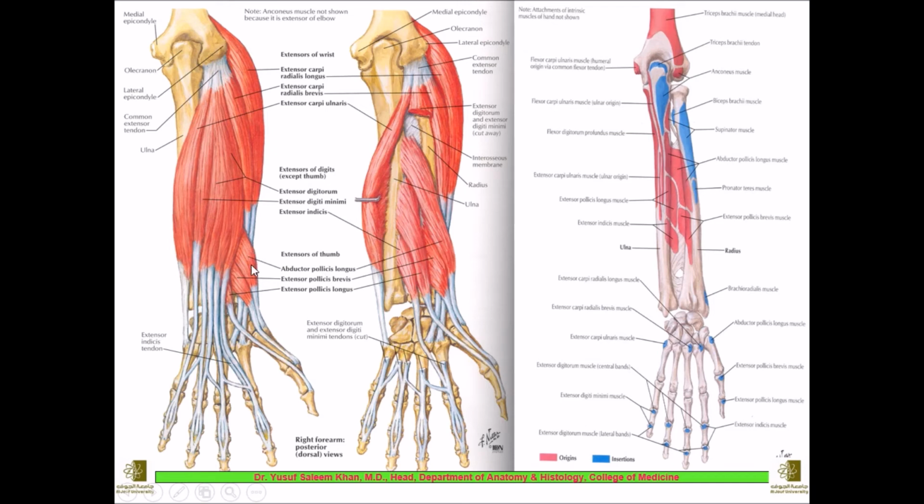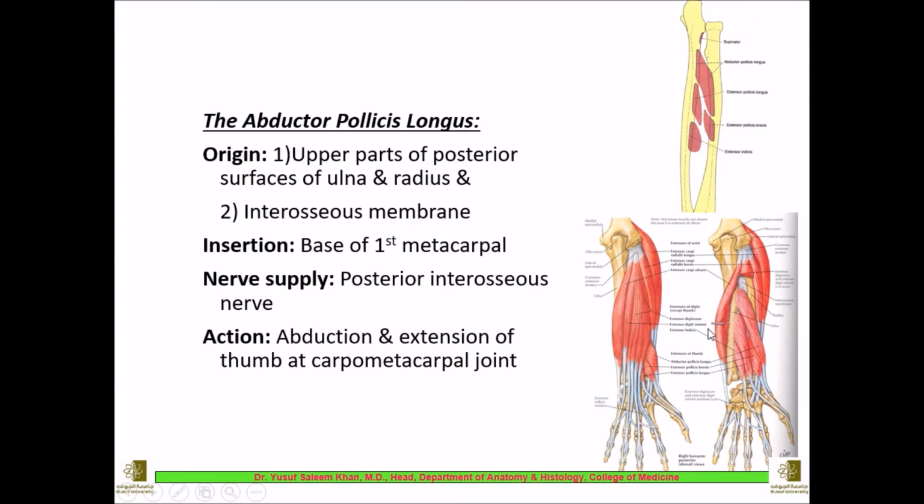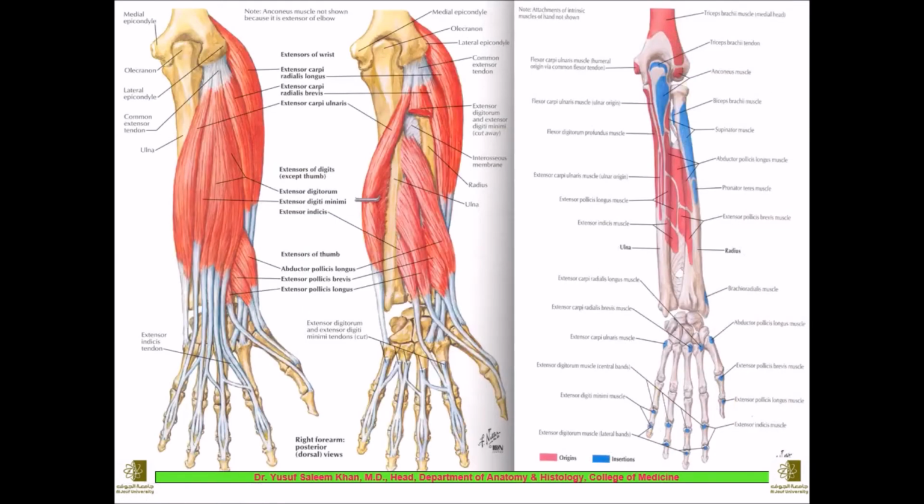So here is the muscle. This is how it is seen if you don't remove the extensor digitorum. Once you remove the extensor digitorum, this is how you can see the deep muscles. The first one is the abductor pollicis longus. As you can see, it is taking origin partly from the posterior surface of the radius as well as the ulna as well as the interosseous membrane. This is the origin of the abductor pollicis longus here, and it gets inserted to the base of the first metacarpal bone. So this will be the abductor pollicis longus.